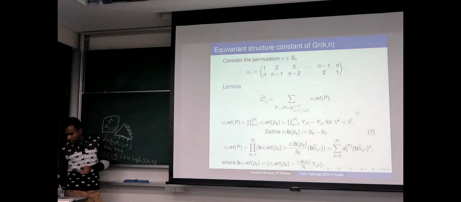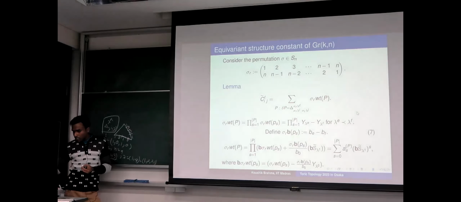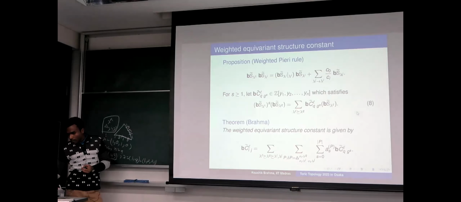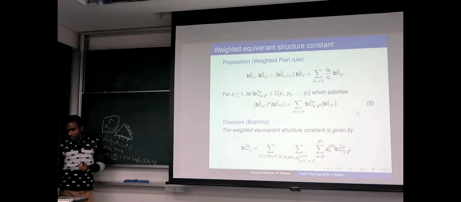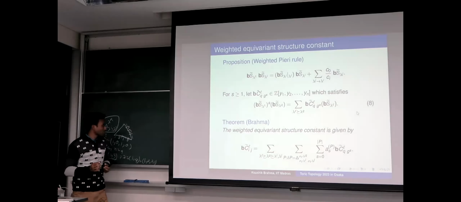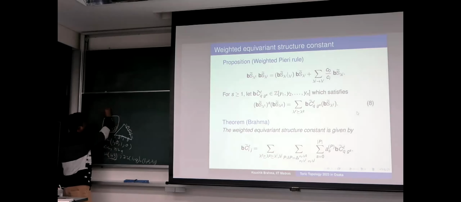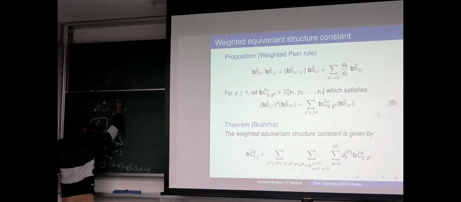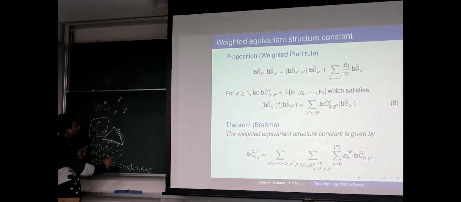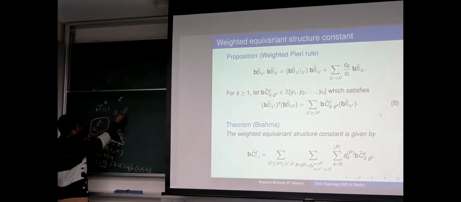Okay, and then by some computation, using some isomorphisms, I should go directly to the structure constant here. The structure constant for the equivariant cohomology of the weighted Grassmannian is computed by this b c tilde ij. So I should explain how to compute it. To compute b c tilde ijk, that means lambda i, lambda j, lambda k, we need to consider those Schubert symbols.